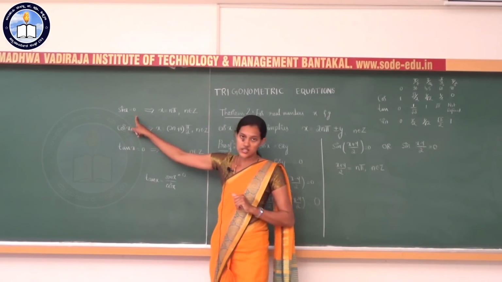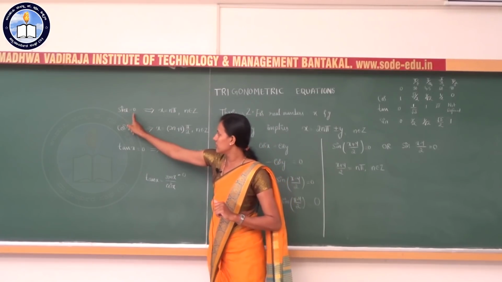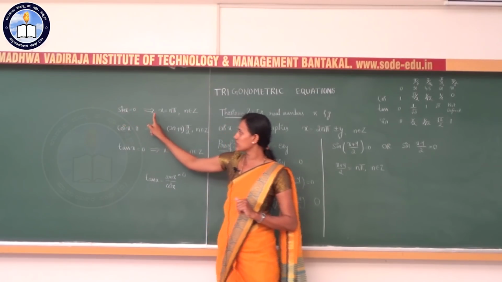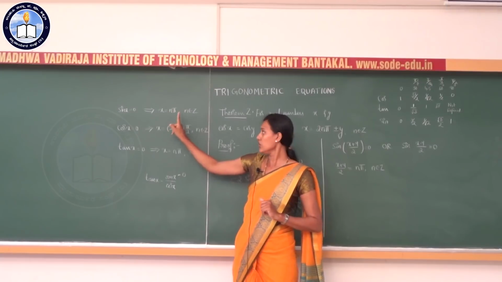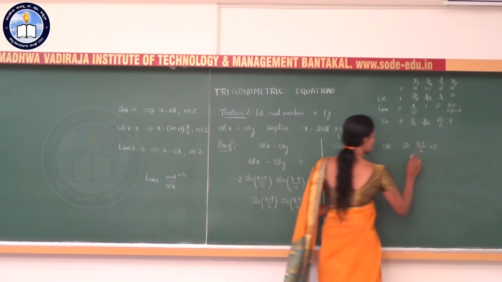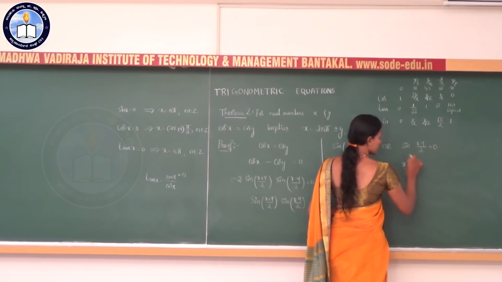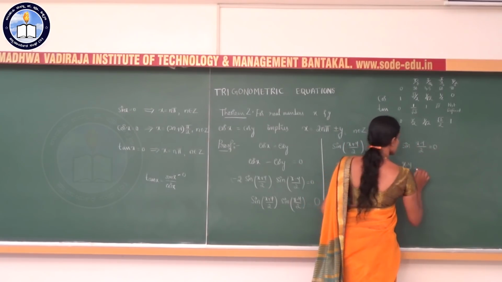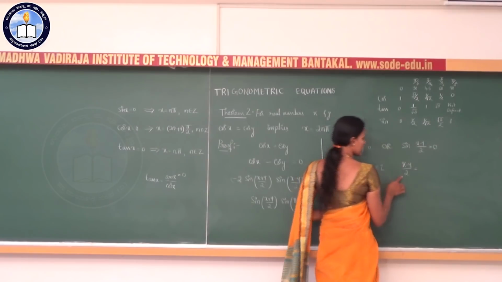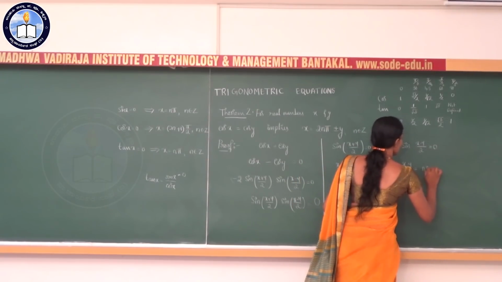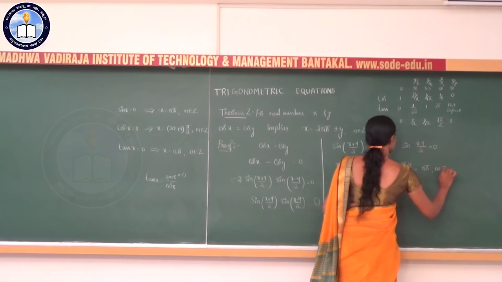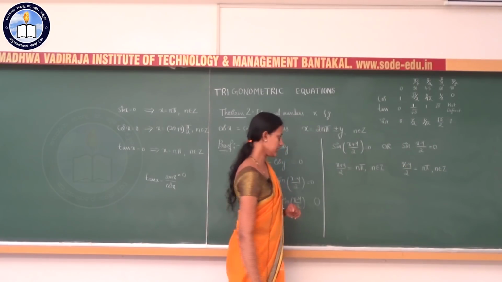And in the second case, sine of (x minus y) by 2 is equal to 0. Again we will be using the same remark. Sin x is equal to 0 implies x is equal to n pi. So sine of (x minus y) by 2 is equal to 0 implies (x minus y) by 2 is equal to n pi, where n is an integer.